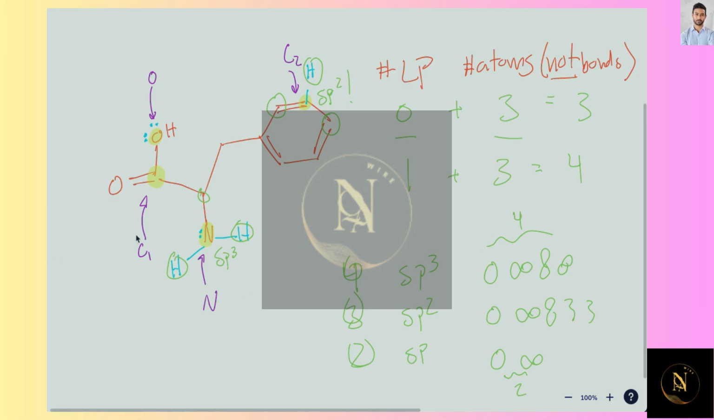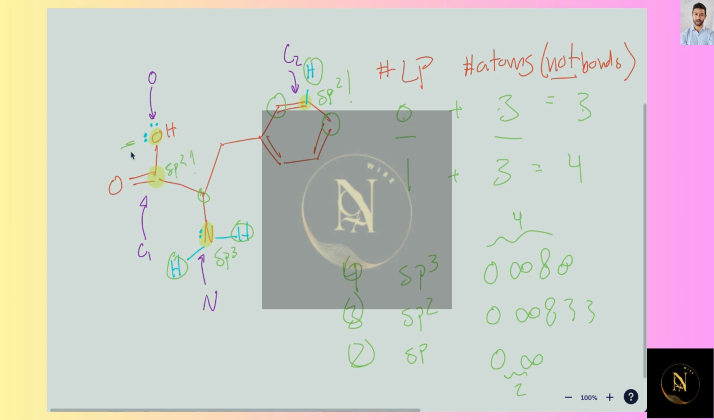Okay, let's move on to carbon 1. I see it's connected to 1, 2, 3 atoms. It's got no lone pairs. Well, that's the same as our other one. 0 lone pairs, 3 atoms, sp2. Okay, so this carbon is also sp2. This carbon is also sp2.